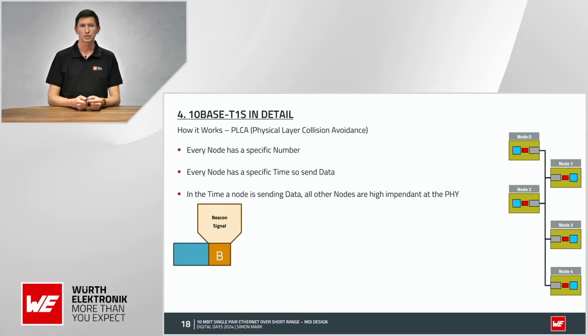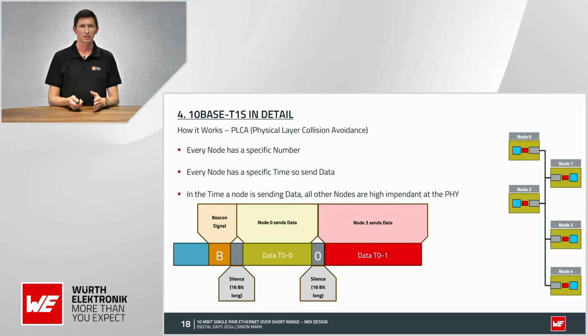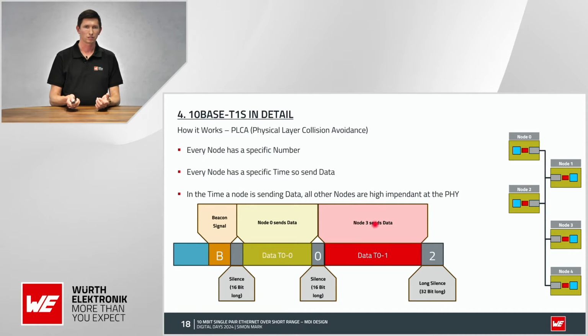It starts with a beacon signal, and after the beacon signal there is a short silence, and the first node, node 0, now has the opportunity to send data. In our case, node 0 sends data. Then after the sending, there is a short silence of 16 bits. Node 0 could also say it doesn't want to send data, but in this case it is sending data. And after node 1 is sending data, there is a small error. It is node 1, not node 3.